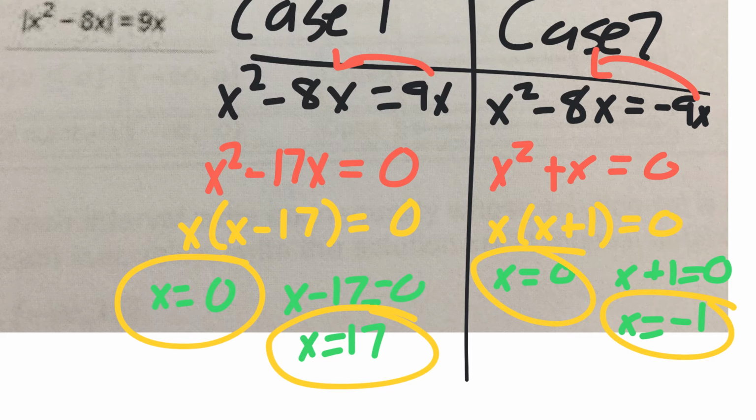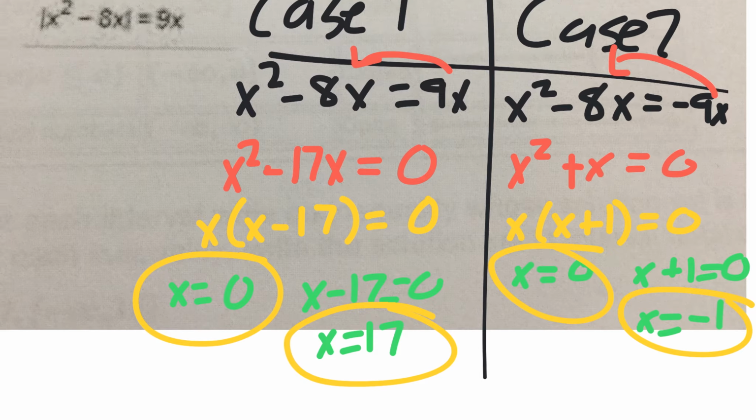Now with an absolute value equation, I always think it's important to plug in your values and make sure that it works. So let's plug in 0 because that's a real easy one. So I plug in 0 squared minus 8 times 0. That is 0. The absolute value of 0 is 0. And then on the other side, 9 times 0 is 0. So 0 works.